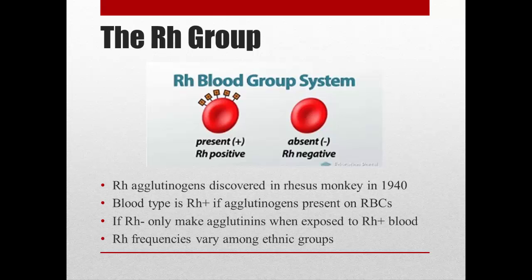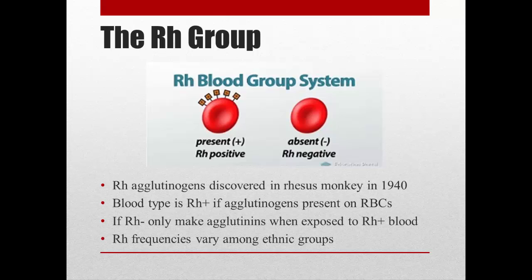Now let's look at the Rh group. The Rh group is whether you're positive or negative. Rh agglutinogens were discovered in the rhesus monkey, so that's why they came up with Rh as the name of this group. There are all kinds of different Rh groups. The most common one is the D Rh group, because that was the one first discovered, and so that's the one we're going to pay attention to.